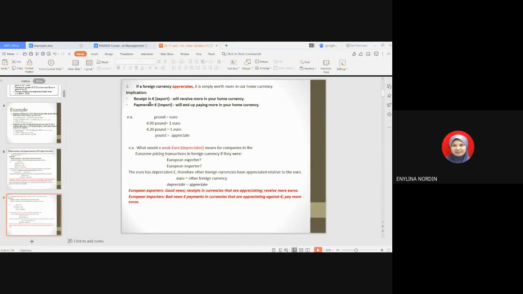Okay, if you are doing the importing, right, so you are the importer, you will end up paying more in your home currency, right, because your currency has become depreciated now as compared to the foreign currency, then you have to pay more. Okay, all right. It's a bad thing for the importer, but it's a good thing for the exporter. Okay, so this is a simple example to show appreciate and depreciate.